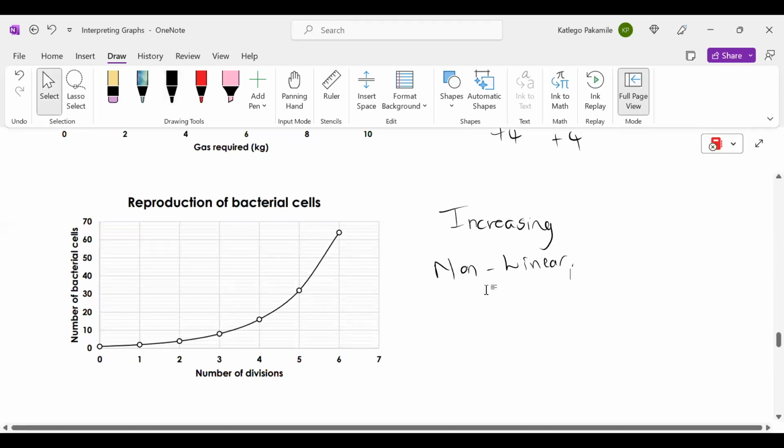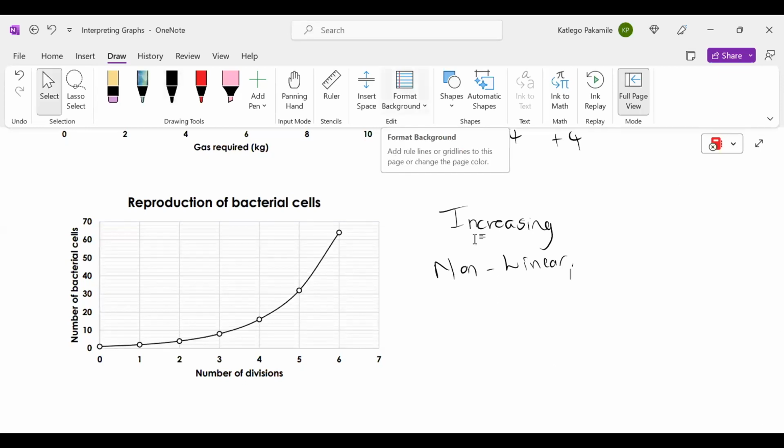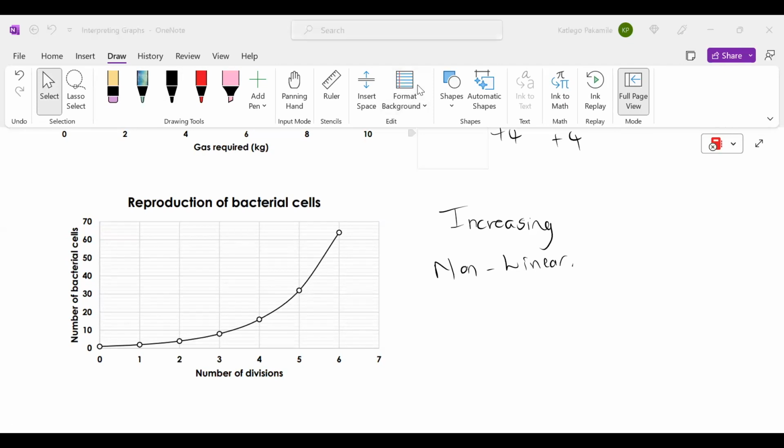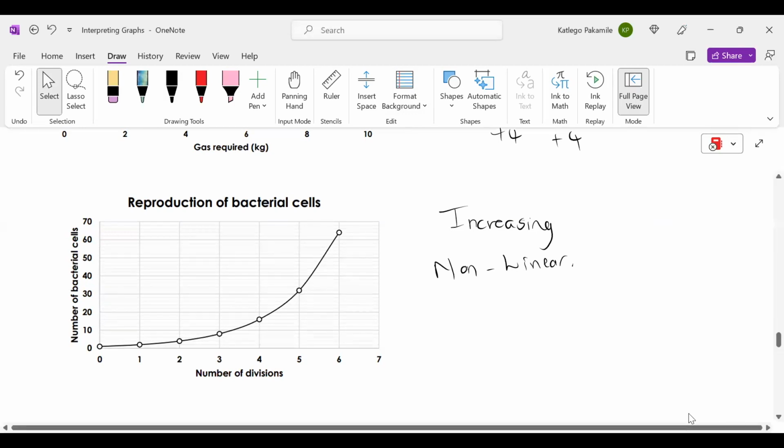Okay. So what I want you guys to see with these graphs is that the two properties don't depend on each other, right? It could be increasing and linear, but it could also be increasing and non-linear. It could be decreasing and non-linear. These properties have nothing to do with each other. You guys have to check each property on its own. You can't say because it is increasing, it means it is non-linear, because we don't know. You have to check, right?